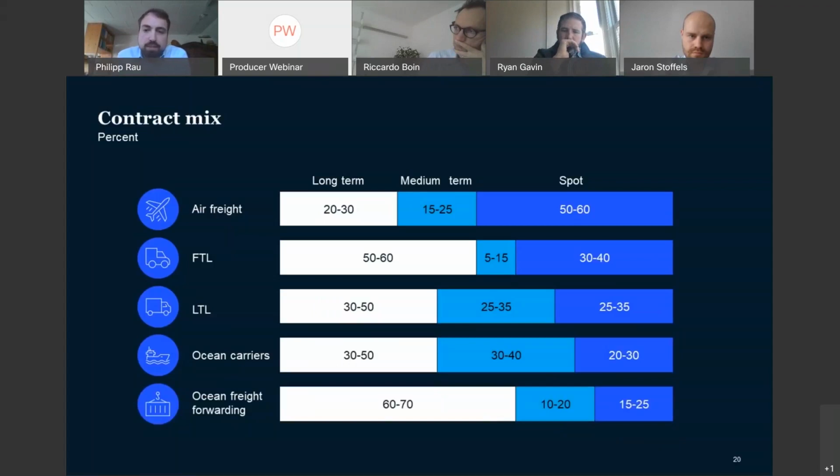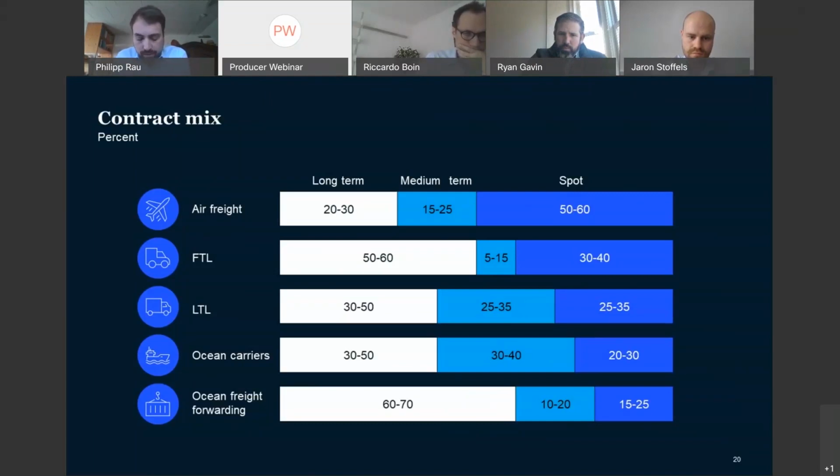For example, and these are our estimates, air freight has a very high spot share, which is simply driven by the nature of the cargo. It's typically ad hoc stuff that really needs to go to another place in a day or two. Whereas ocean freight forwarding, on the other extreme, is much more base load and contract driven. And if we were to put rail cargo or contract logistics on there, it probably would also be on the more contract driven side.